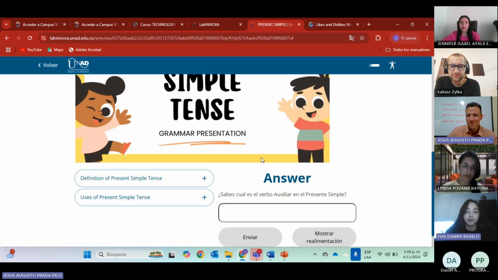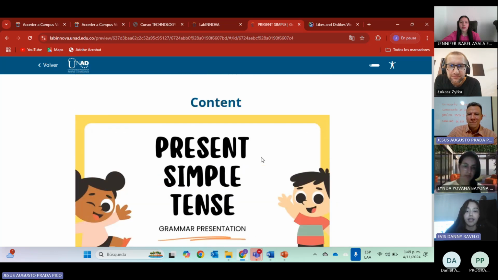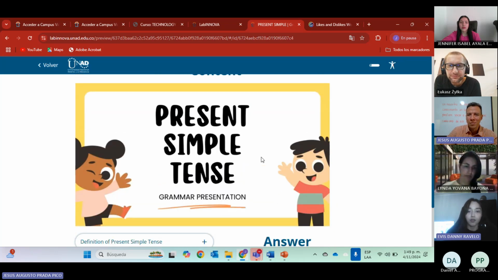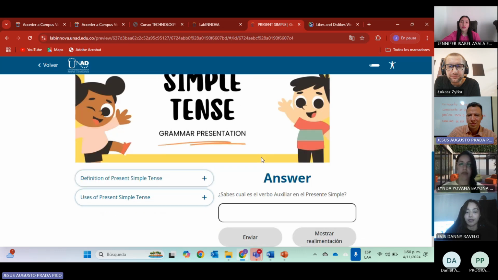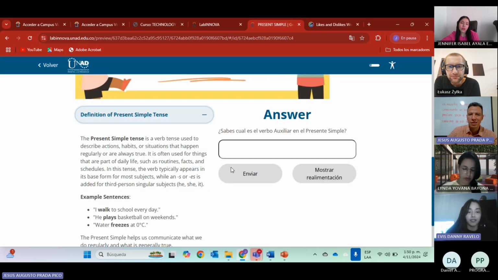And the simple present, as you can see there, we are going to work. We are working in the LabINNOVA Resources. So it's about now the grammar and structure. So in this topic, please, Jesus, you can open the definition. Yes, the definition of the simple present.